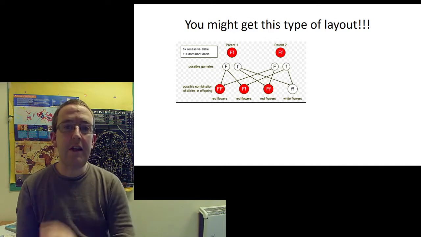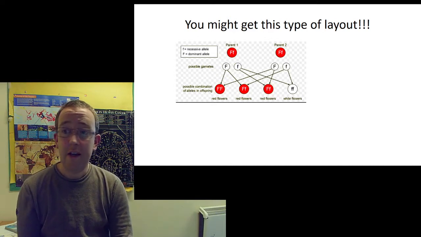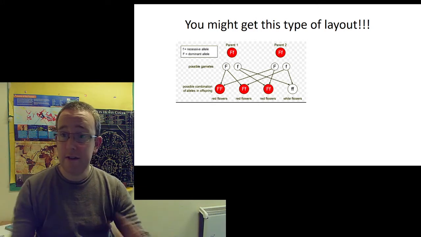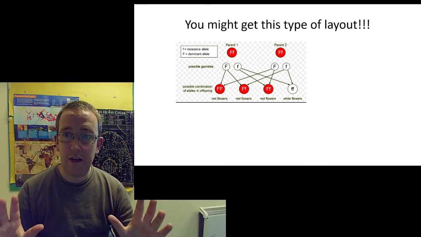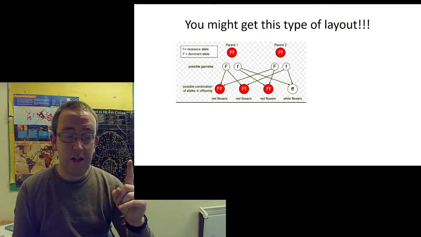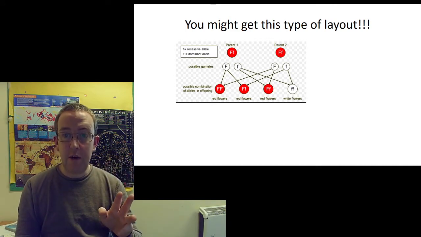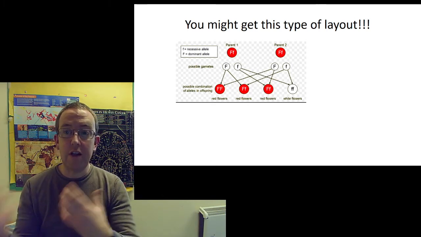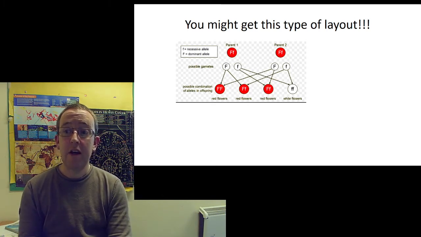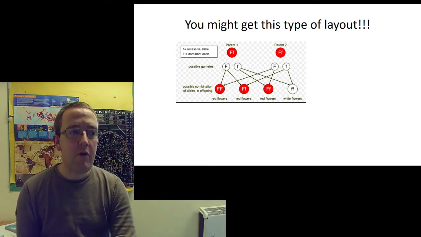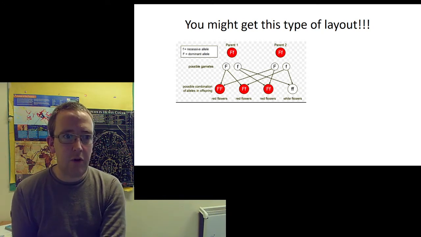You might see this kind of layout as well. If you draw like this in an exam, perfectly fine, still worth all the marks. The mark scheme is still the same. Parental genotype, work that out, that's a mark. You work out your gametes, you fill in the possible combinations for the offspring, and then you work out their phenotypes and answer the question.